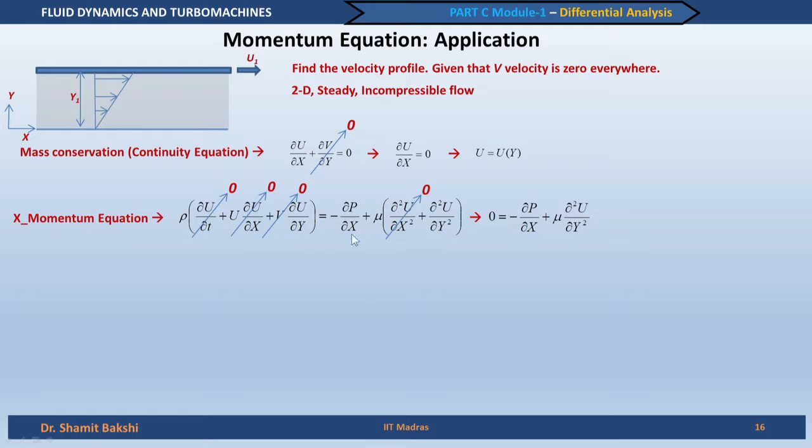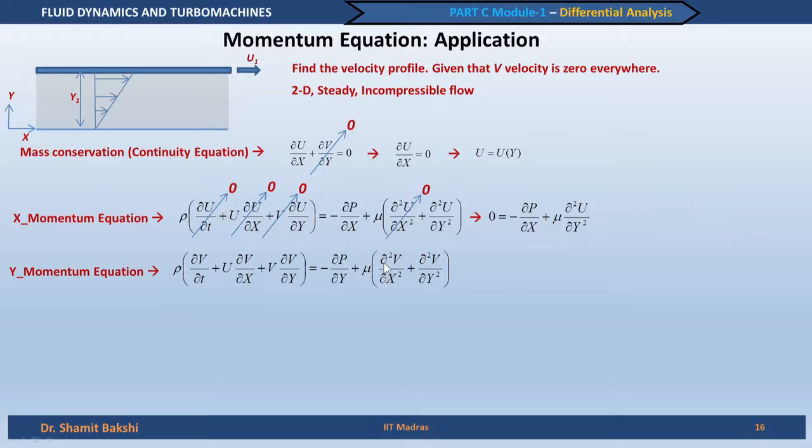Now, this reduces to this form, that means you are left with only two terms on the right hand side: ∂p/∂x, or minus ∂p/∂x more specifically, plus μ ∂²u/∂y². Before going further with this equation, let us look at the y momentum equation. So, the y momentum equation looks like this, as shown here.